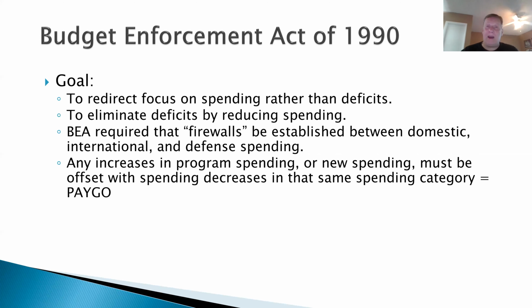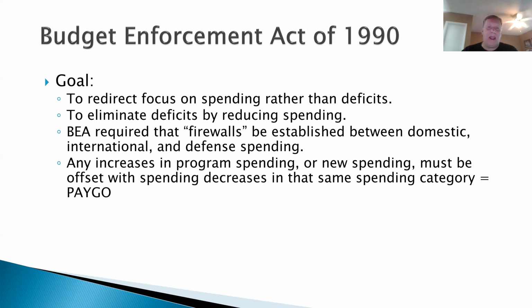Not exactly a radical idea that if you're going to spend more money, you're going to have to cut money someplace else. But for Congress, that was a radical idea because to spend more money, they would just borrow money. If we want to spend money on this program, we'll just borrow it. Well, now you've got to find a way to pay for it by making other cuts in other programs within that same category. Pay as you go, or PAYGO.